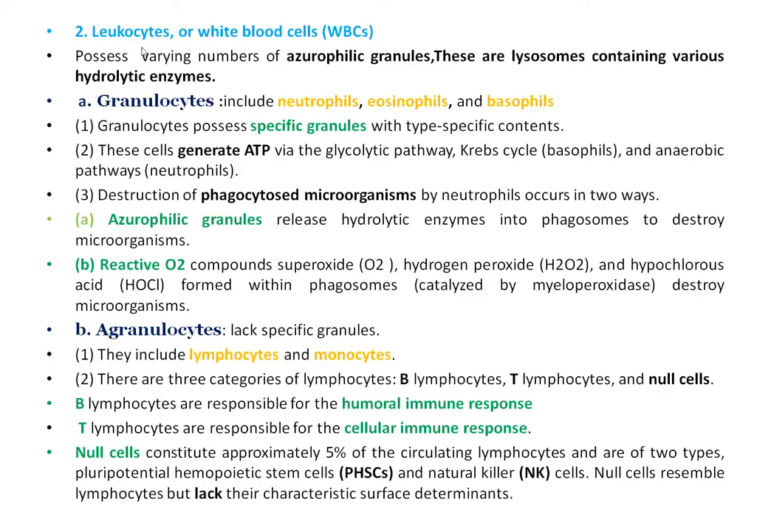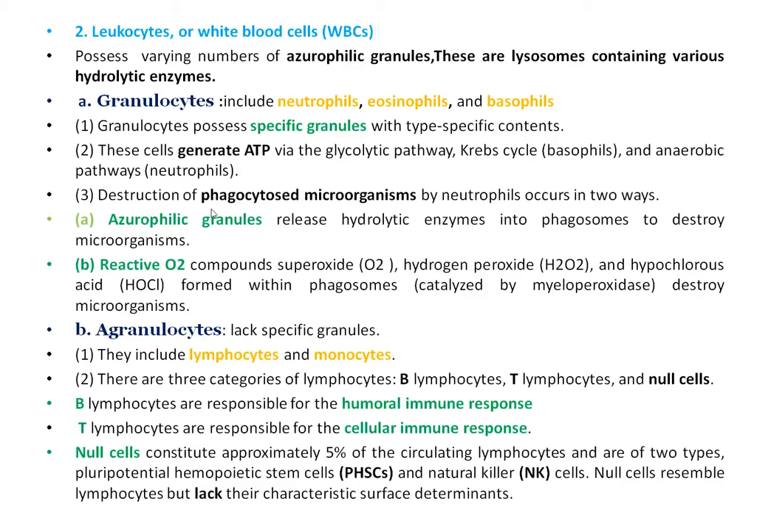We have two types of leukocytes, granulocytes and agranulocytes. Granulocytes include neutrophil, eosinophil, and basophil. They possess specific granules with type-specific contents. These cells, neutrophil, eosinophil, and basophil, generate ATP via the glycolytic pathway and Krebs cycle. The main cell in the Krebs cycle is basophil, while in the anaerobic pathway, neutrophil is responsible for this process that generates ATP.